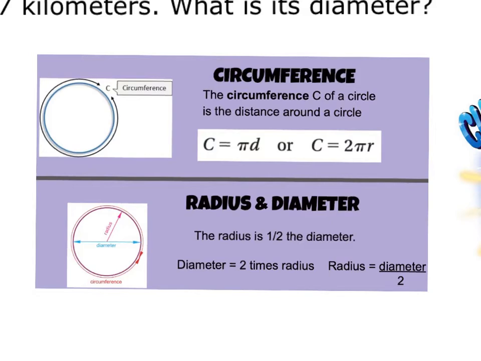If you're using a calculator that has pi in it, then you can use that, or else what we're going to say is pi equals 3.14. Now a reminder, the radius is half of the diameter. Diameter is 2 times the radius. So to find the radius, you can do diameter divided by 2.